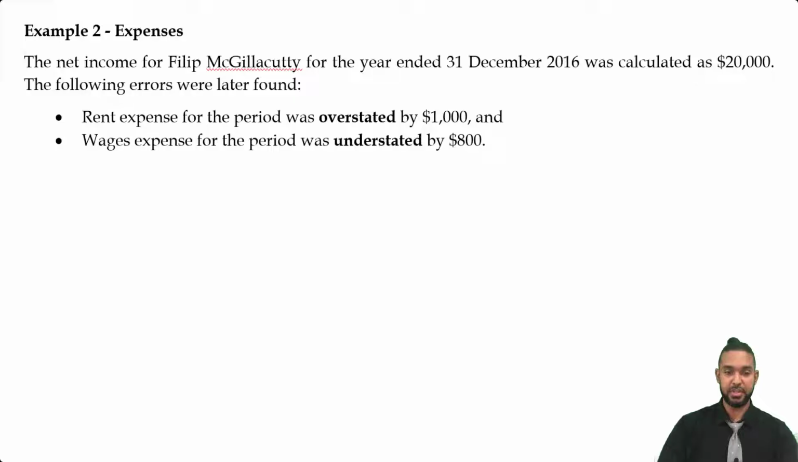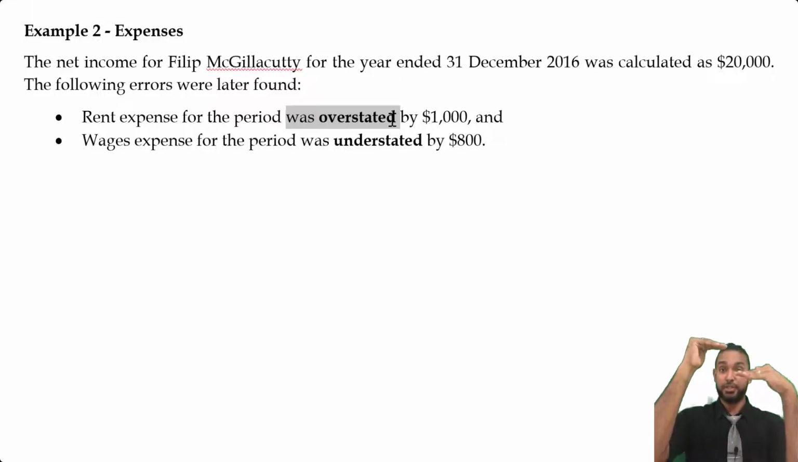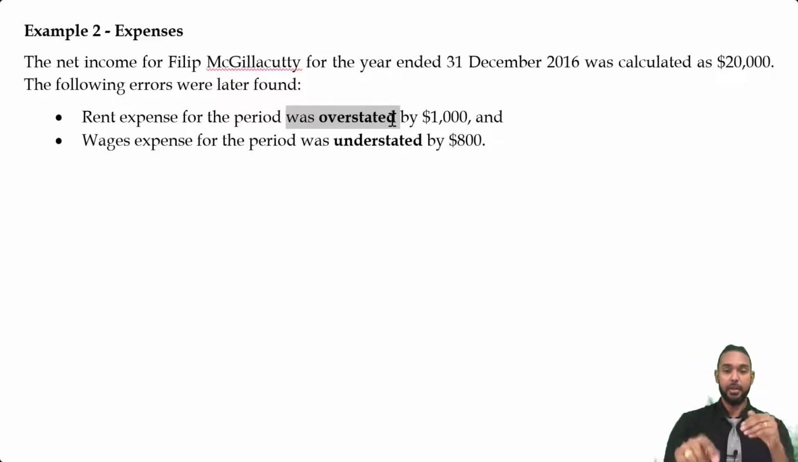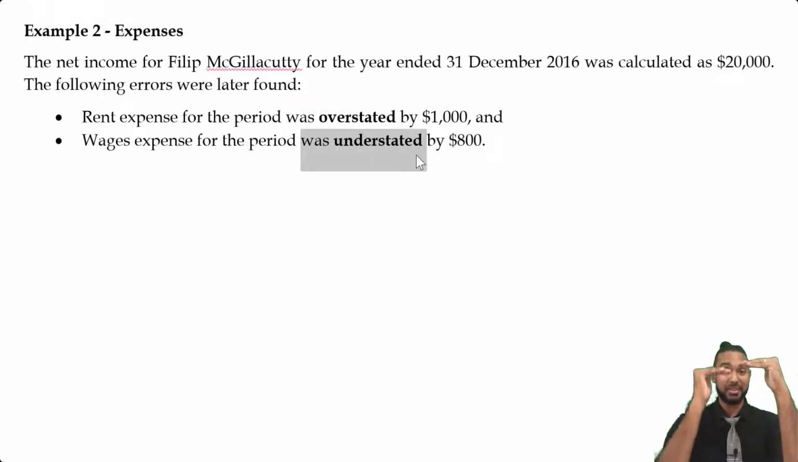Okay, so example time. So the net income for Philip McGillicuddy for the year ended 31st December 2016 was calculated as $20,000. The following errors were later found. So we have rent expense for the period was overstated by $1,000 and wages expense for the period was understated by $800. So if an expense is overstated, that means it's too high. And if your expense is too high, you're taking away too much from revenue. So your profit is going to be too low. Similarly, if the expense was understated, that means it's too low. So we weren't subtracting enough from revenue, and therefore profit is going to be too high.